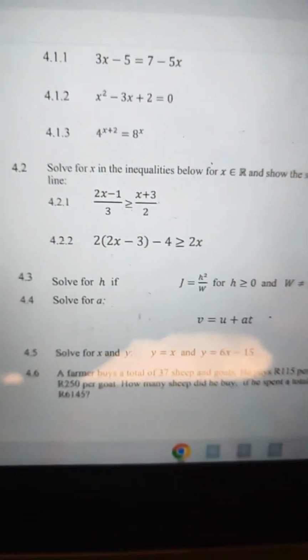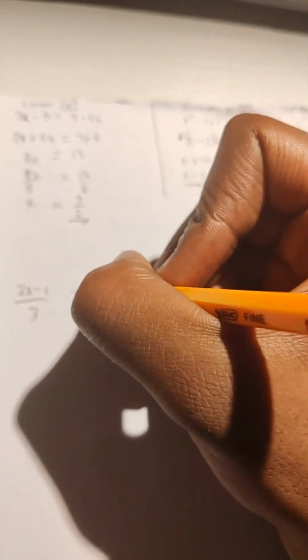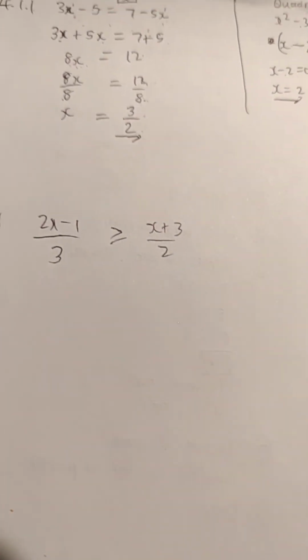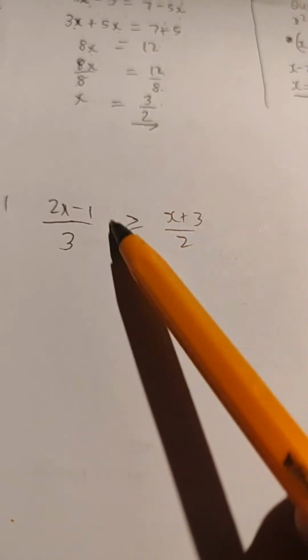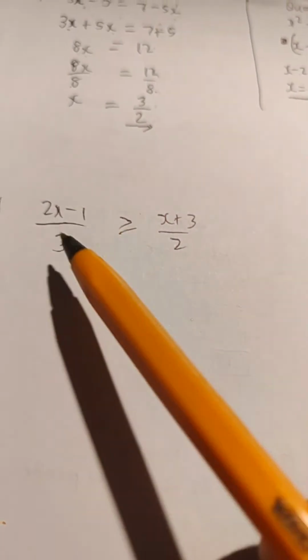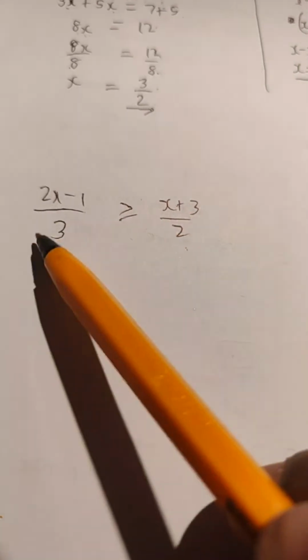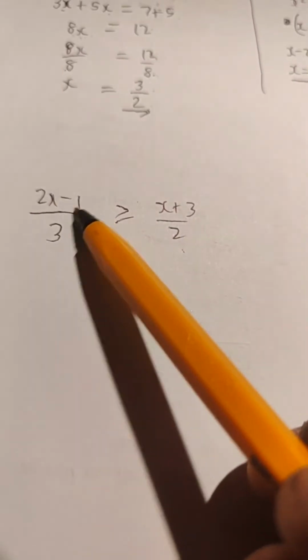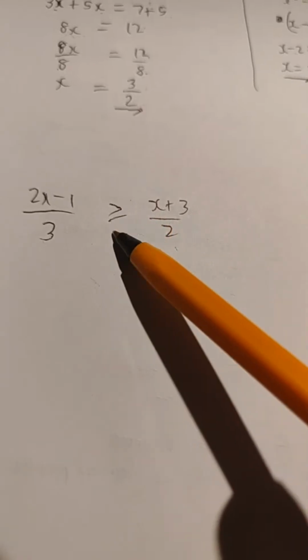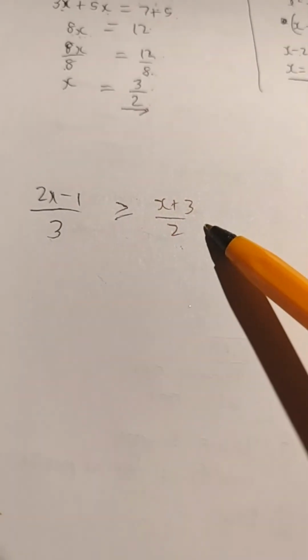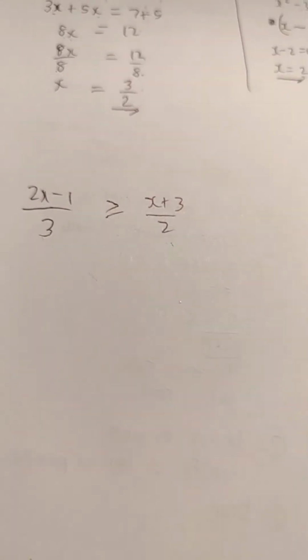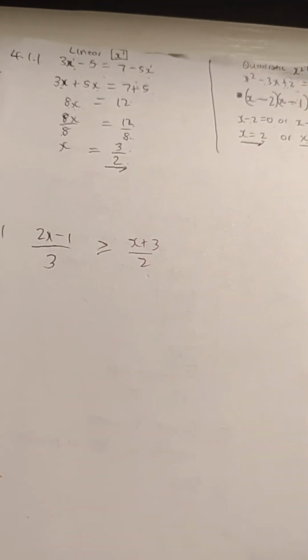Okay, so 4.2.1, let's go ahead and write this. 4.2.1, 2x minus 1 over 3 greater than or equal to x plus 3 over 2. So, inequality. We would want to get rid of the denominators. How do we get rid of a denominator? 2x minus 1 over 3, this is one term, greater than or equal to x plus 3 over 2, this is also one term. Our denominators are 3 and 2 respectively. How will we get rid of those 3 and that 2?